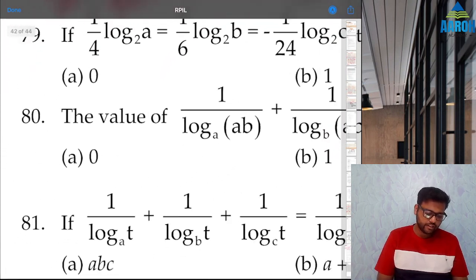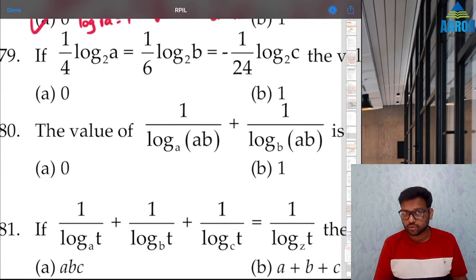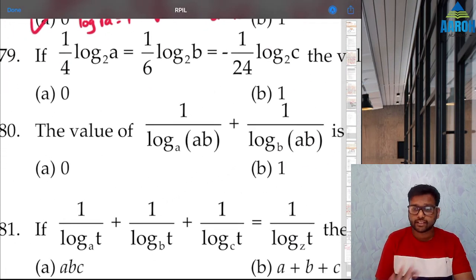Similarly, 79. Now the base is 2, but that does not matter to us. Still we can go by the exact same logic.